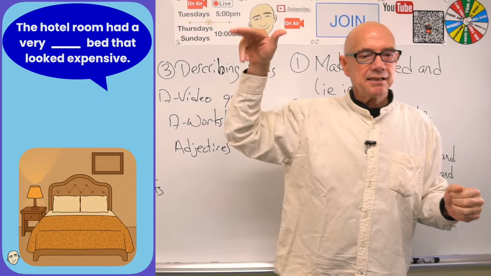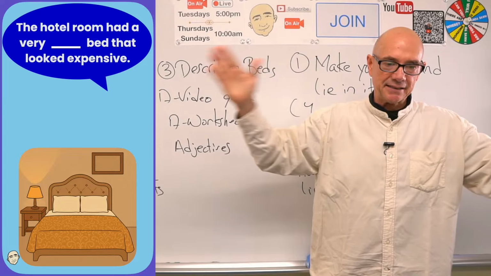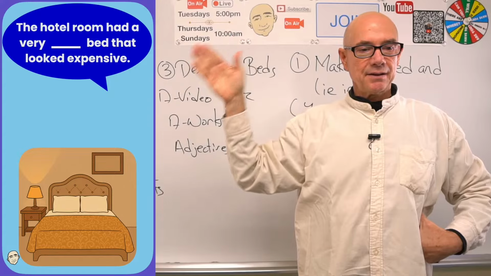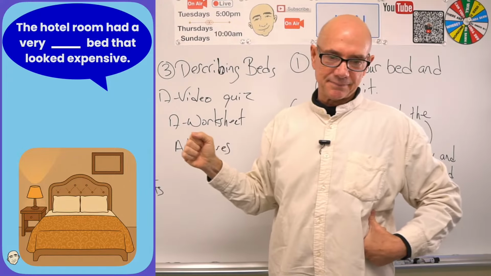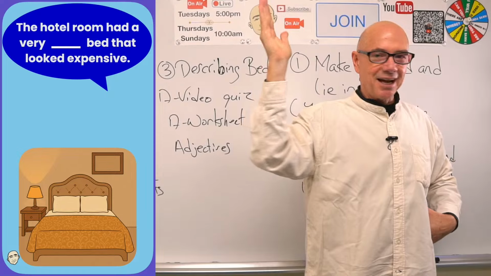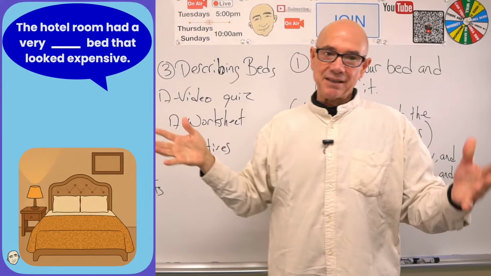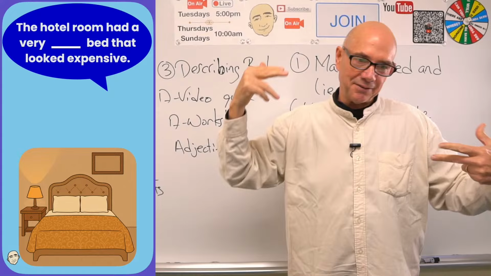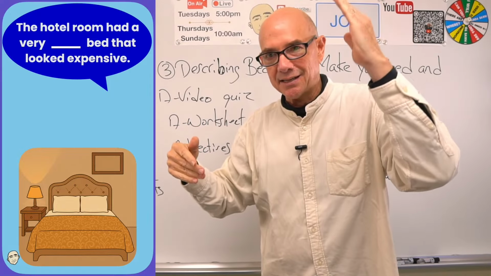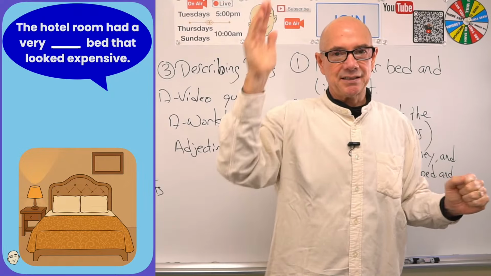Okay, our next sentence. The hotel room had a very bed that looked expensive. It's a long sentence. What could the adjective be? Now we have an expensive bed. So it's not simple. It's expensive. This is not a simple bed. And we think of hotels, right? Let's say we pay for an expensive hotel room, so all the furniture in that room is going to be nice. It's going to look great because it's expensive.